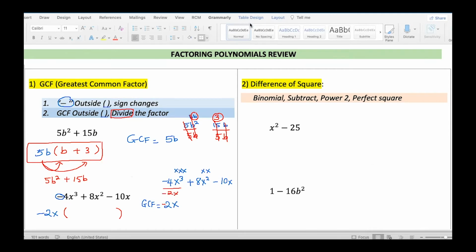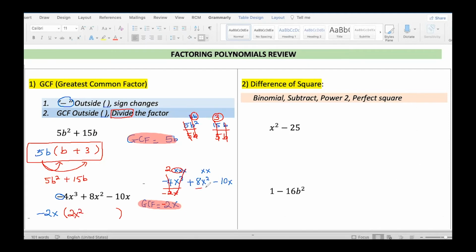So what does this give me? Negative 4 divided by negative 2. Make sure we know negative 4 divided by negative 2 giving us positive 2. x divided by x is gone. So I have 2x left. So that's going to be 2x squared.